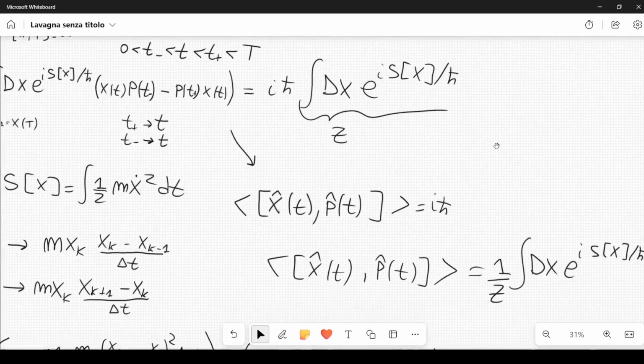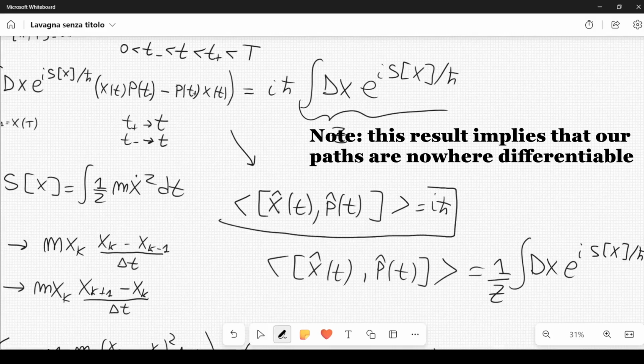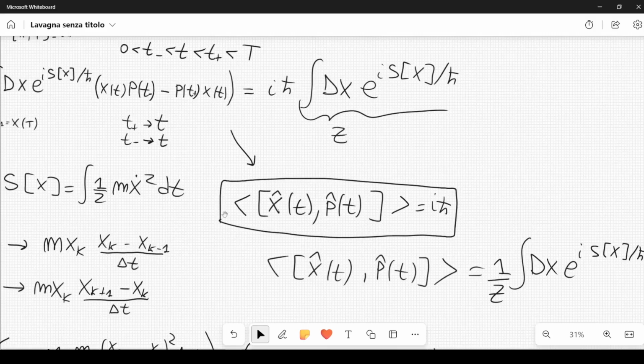And basically we have found something that we already knew from quantum mechanics, but now we have motivated it by means of the path integral formalism. We have found that the path integral formalism, which is simply another way of rephrasing quantum mechanics in different terms, should contain all the information related to quantum mechanics. So it should as well contain these commutation relations.